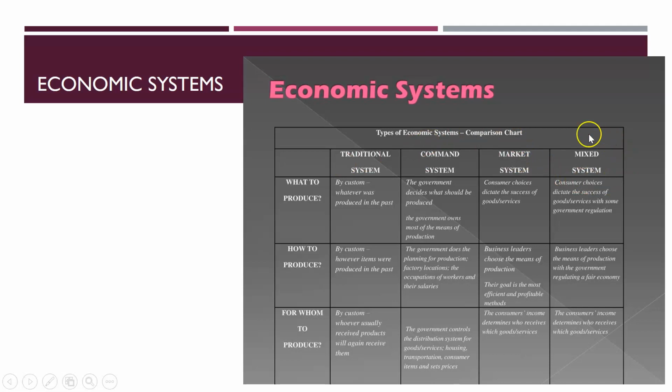Now, also remember, is any society completely 100% market, command, or traditional? No. Every society is mixed. Every society has a mix of these three, but every society you can generally say is mainly one of these three. But it's mixed. Like the United States, we're a mixed economy. But we are mainly a market system. We are free to decide what we want to do.